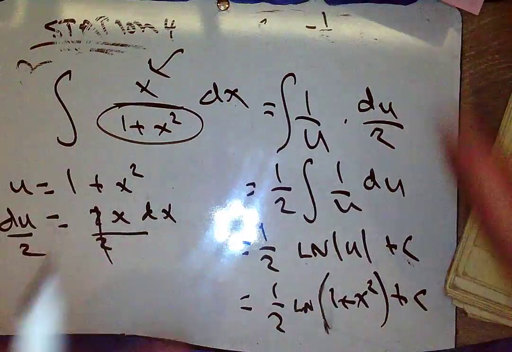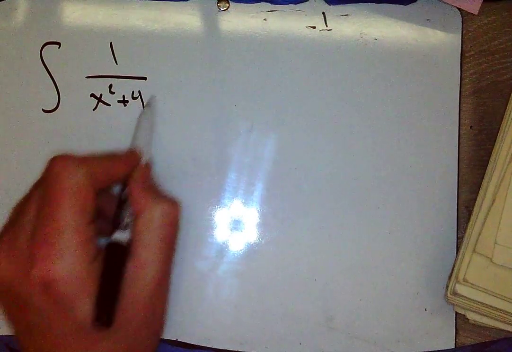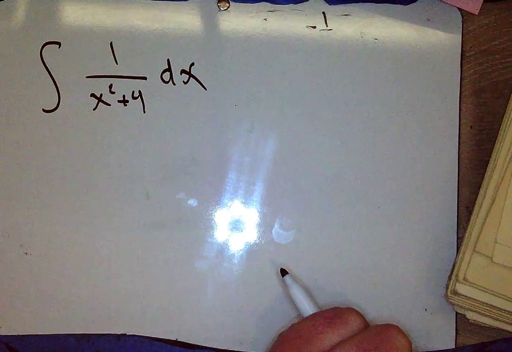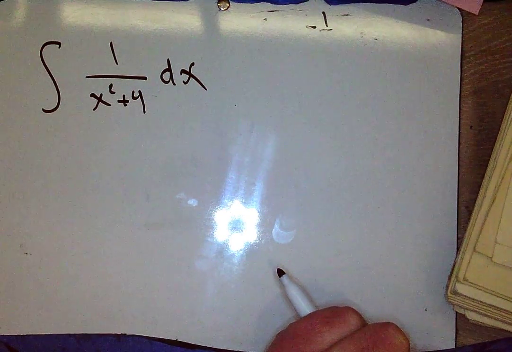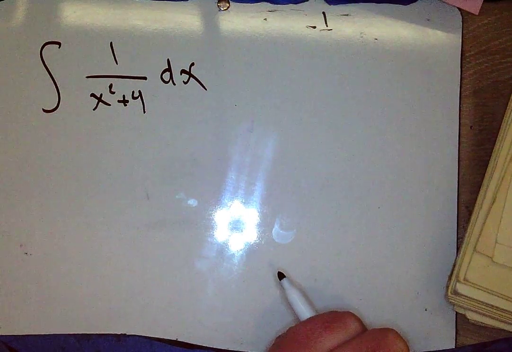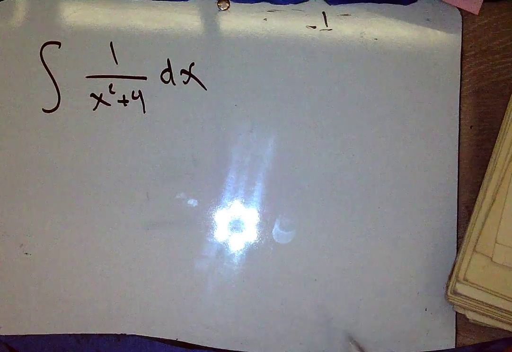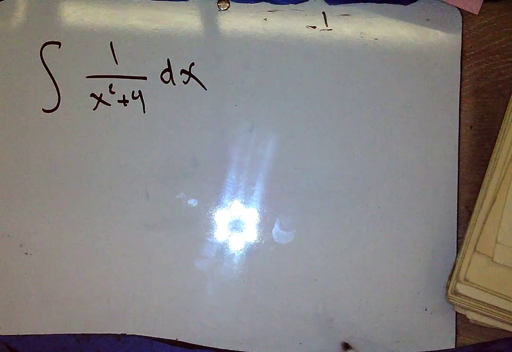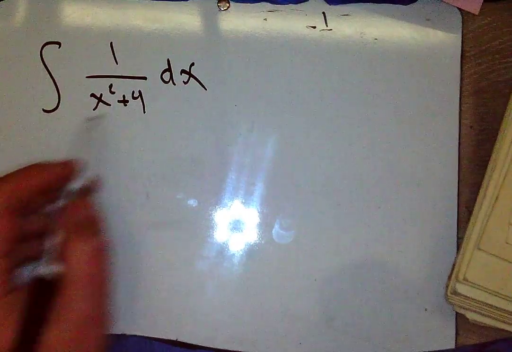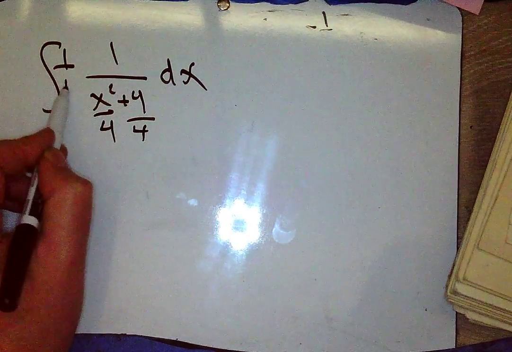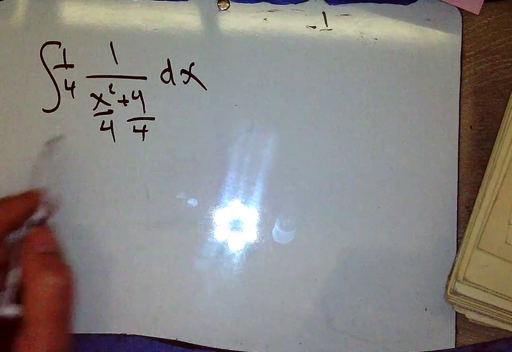Okay, next we've got the integral of 1 over x squared plus 4 dx. Well, I hope your brain is saying, hey, that's going to be inverse tangent. So how do we get it to be inverse tangent? Well, I'm going to simultaneously divide the stuff in the bottom by 4, as well as multiply by 4.